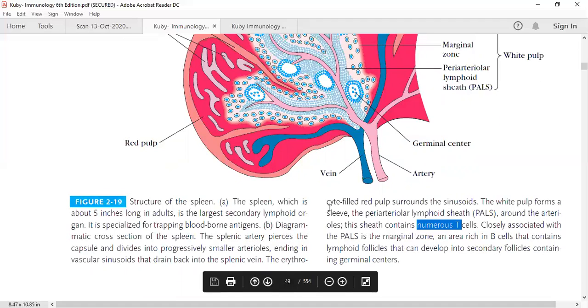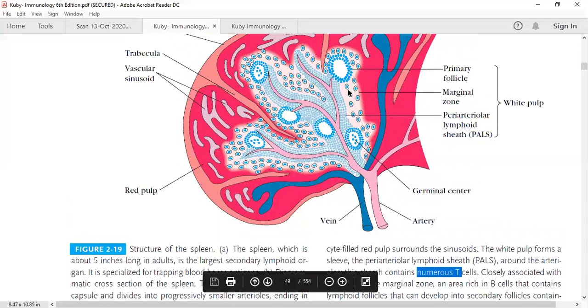Closely associated with the pulp is the marginal zone. So this is the marginal zone, which is white in color, and it has these large cells. What are these large cells? These are B cells. So actually, the sheath is rich in T cells. Why is it called the marginal zone? Because it is separating the red pulp from the white pulp, right? Therefore, it is called the marginal zone. And this marginal zone is rich in B cells.